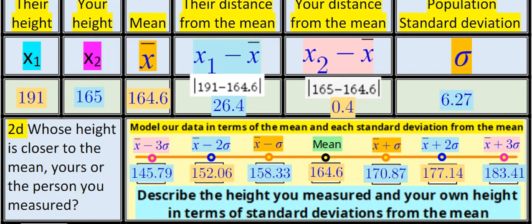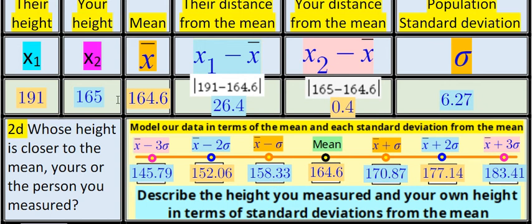So if we take a look at our model, our mean right here is 164.6. And then we have our standard deviations. One standard deviation to the left, two standard deviations to the left, three standard deviations to the left, and the same thing to the right. So now we have this all set. We want to go through and put our data points in.